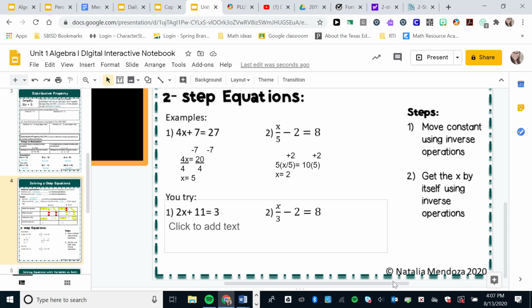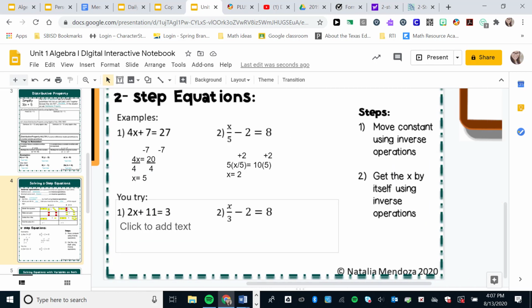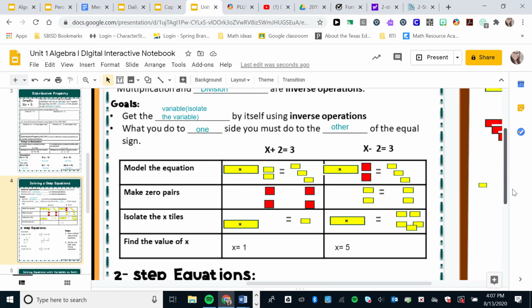I hope you learned or reviewed how to solve a 2-step equation. Make sure you turn in all your work.